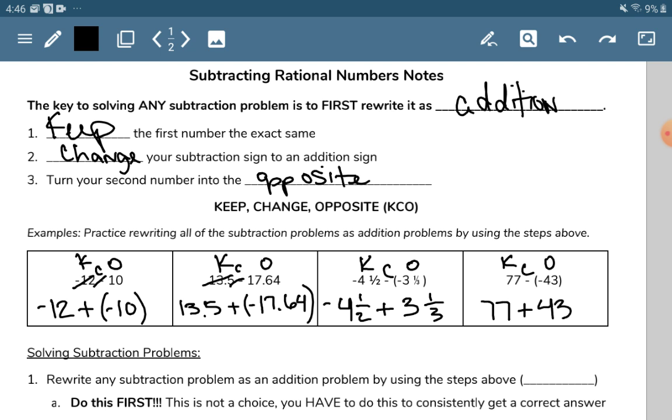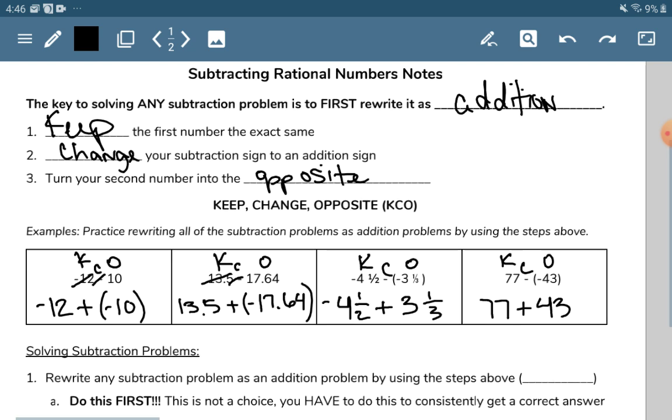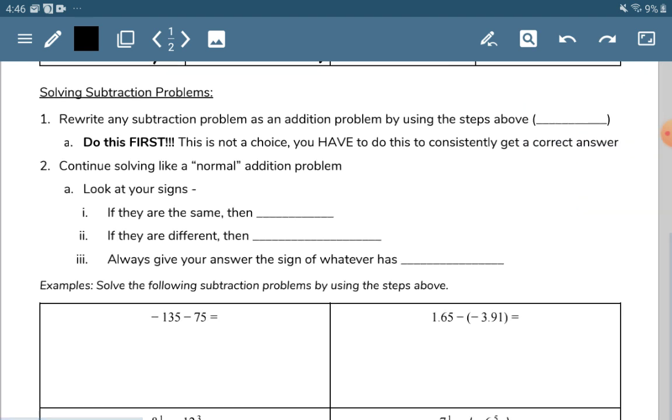Once we have these problems rewritten as addition, we can continue solving like we learned earlier this week. And that's what we're going to talk about next. When you are given a subtraction problem, the very, very first step is rewrite it as addition using keep, change, opposite. That's what we just practiced several times. You need to do this first. It is not a choice. If you do not consistently do this, you will not consistently get the right answer.